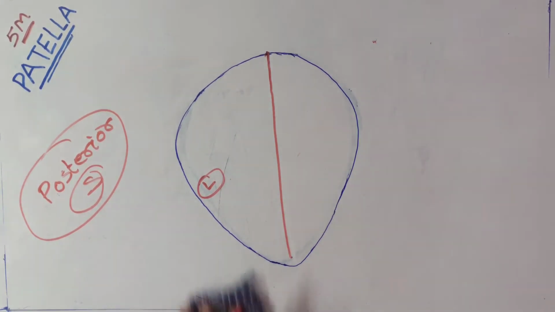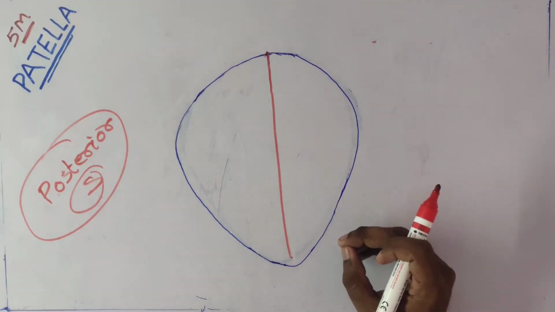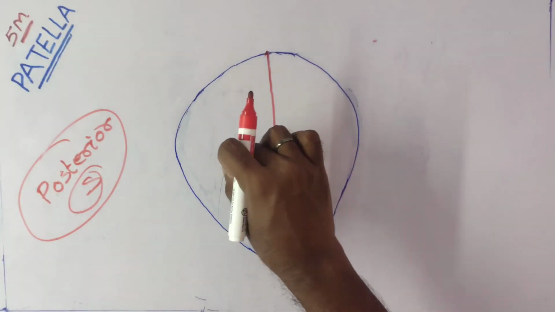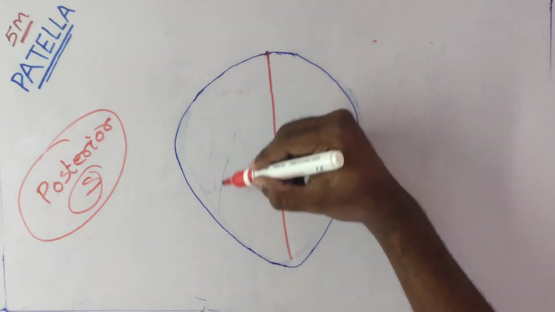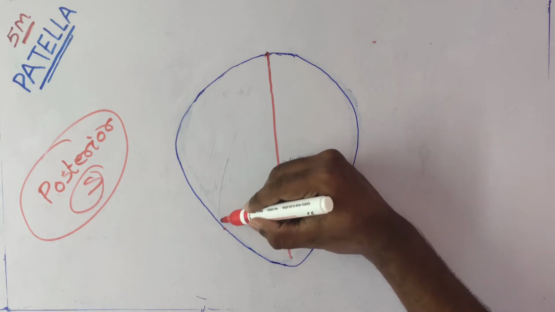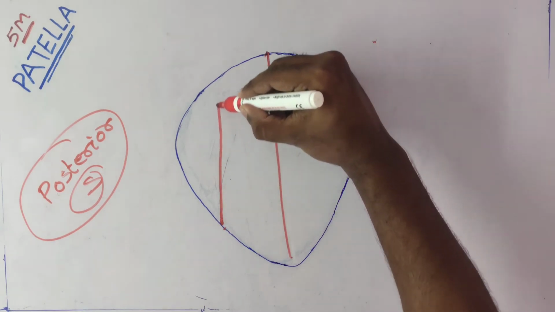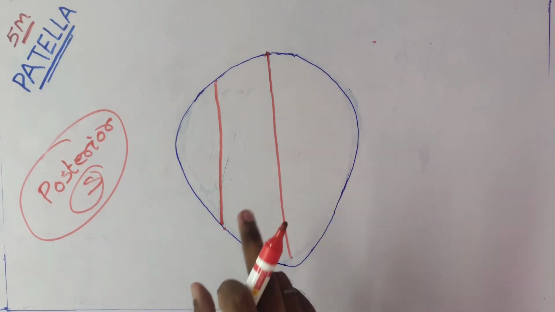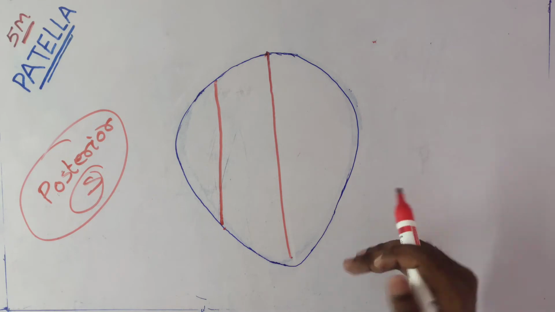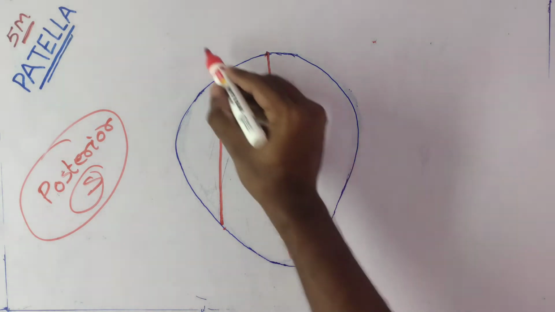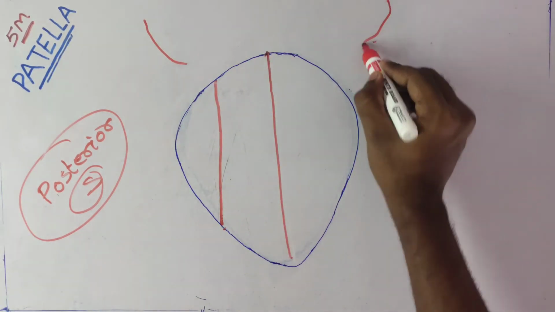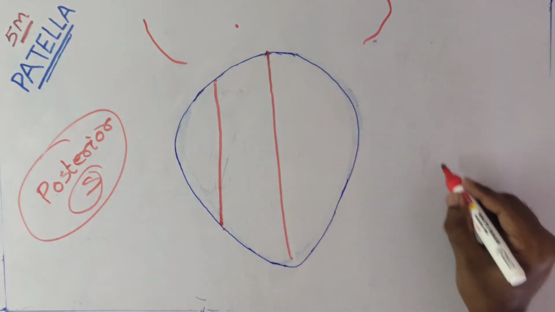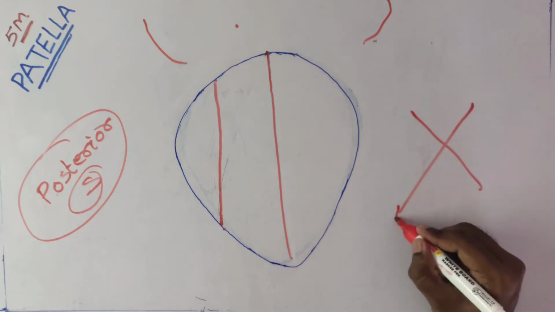Next, another vertical ridge separates a medial strip from the medial portion. That means we will draw again vertically in the medial region. This strip articulates with the reciprocal strip on the medial side of the intercondylar notch of the femur. Reciprocal means crisscross, like this.